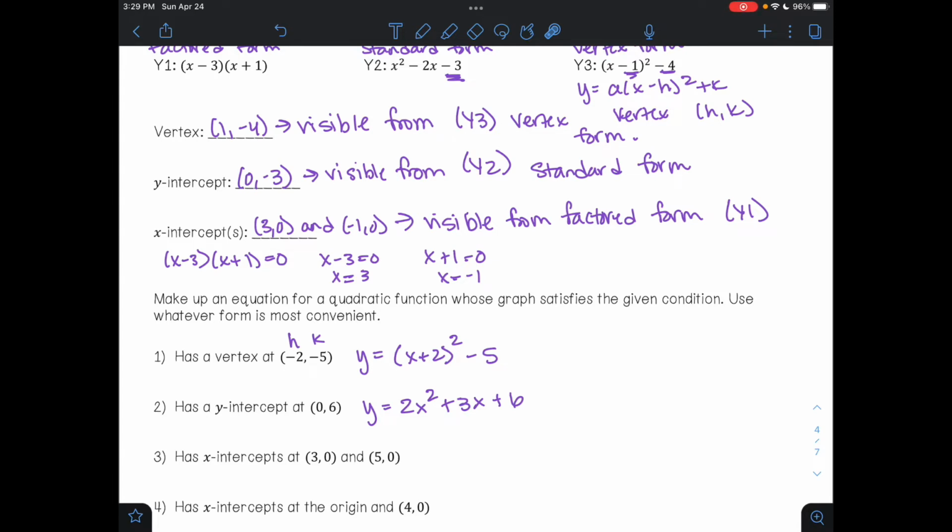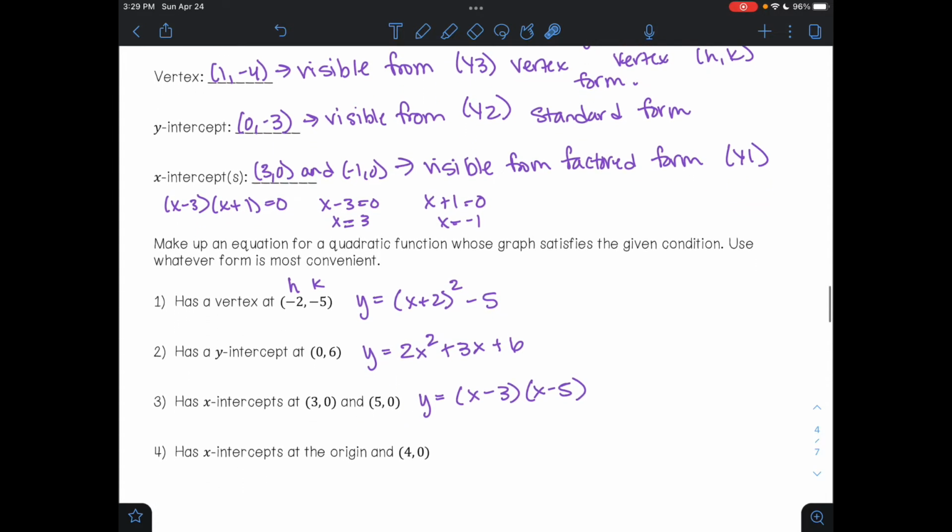Example 3 has x-intercepts of 3, 0, and 5, 0. To me, this would be most convenient using factored form, also known as intercept form. And so I could say y equals x minus 3 times x minus 5. If I were to set each of these factors equal to 0 and solve, I would get 3 and 5 as my solutions.